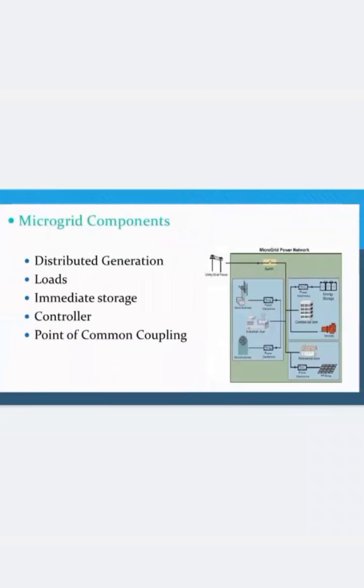There are many components which are used in a microgrid system. First is a distributed generator, second is load, third is intermediate storage, next is controller, and last is point of common coupling.